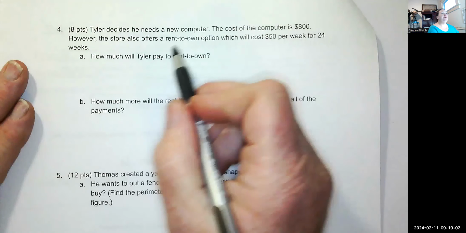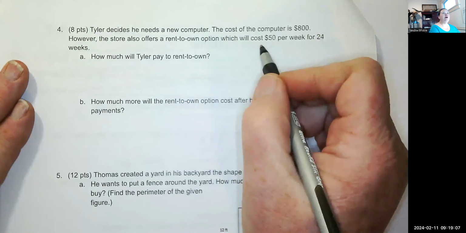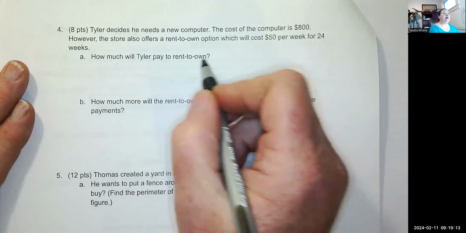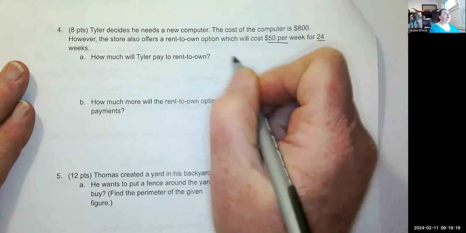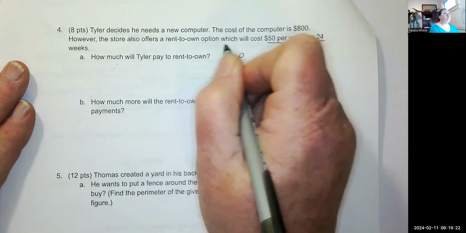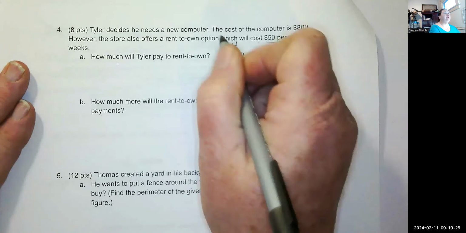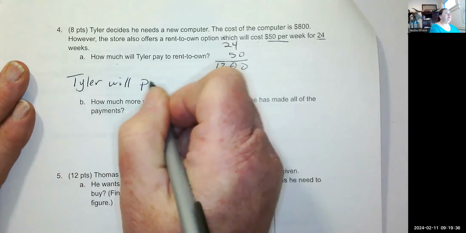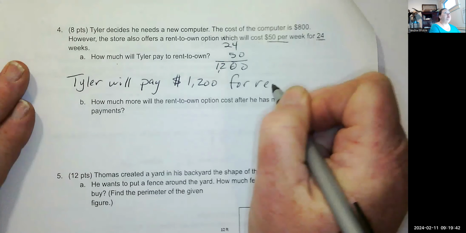Tyler decides he needs a new computer. The cost of the computer is $800. However, the store also offers a rent-to-own option, which will cost $50 per week for 24 weeks. How much will Tyler pay to rent-to-own? Well, that's just the cost of it per week for the amount of weeks. So that's $50 times 24. I'm just going to do it here instead of a calculator. So $1,200 is how much he would pay for rent-to-own. So again, I have to answer in sentence form. Tyler will pay, don't forget your unit, $1,200 for rent-to-own.